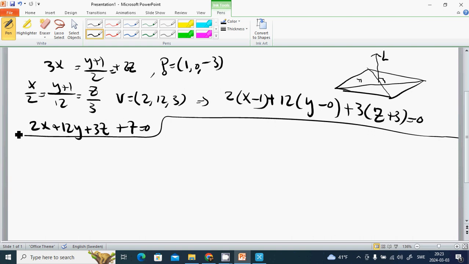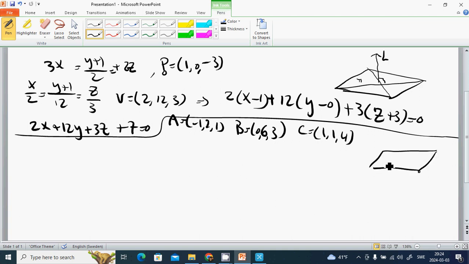Another example. We will find a plane that goes through A(-1, 2, 1), B(0, 6, 3), and C(1, 1, 4). We guess that it is A, B, C, and the normal is L.